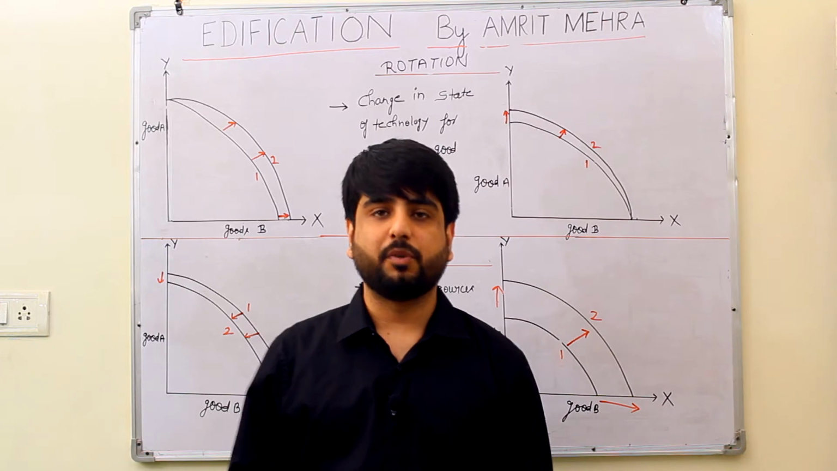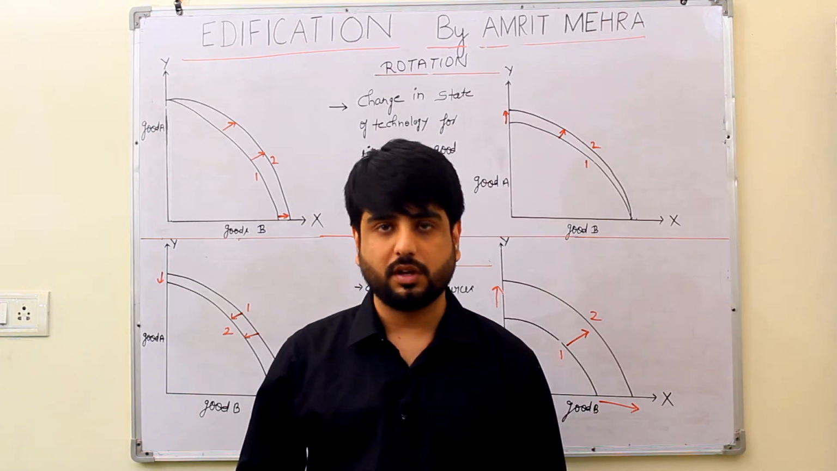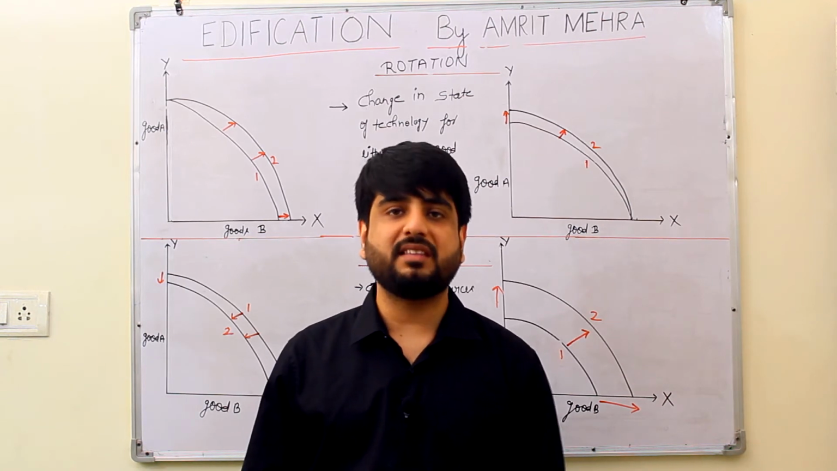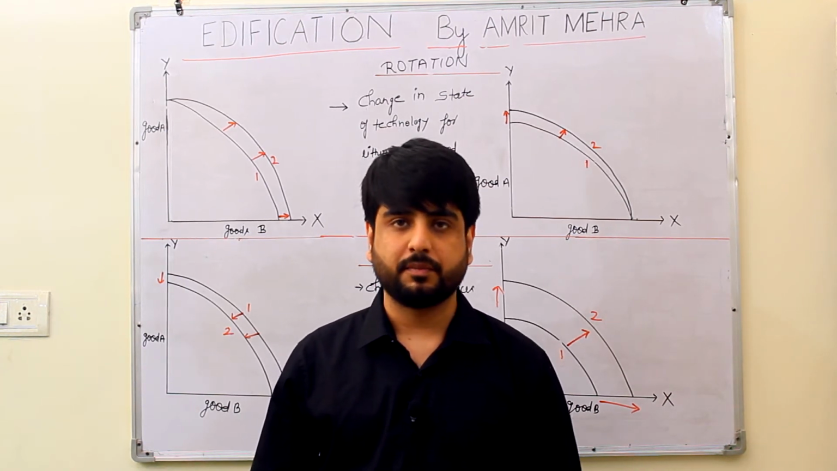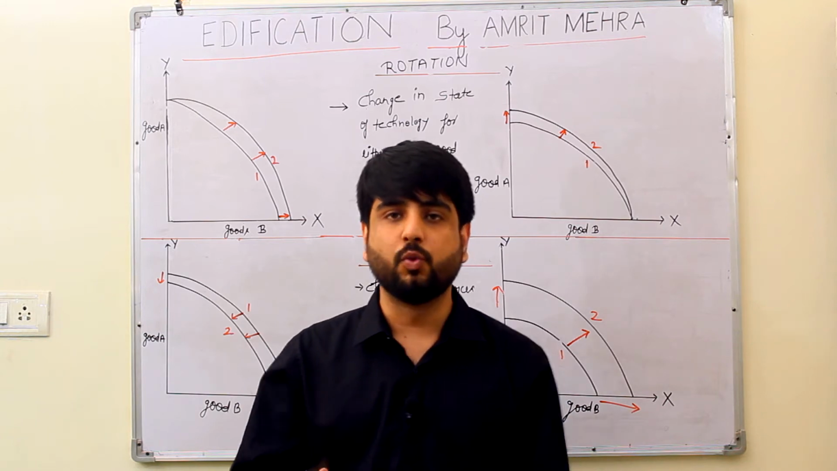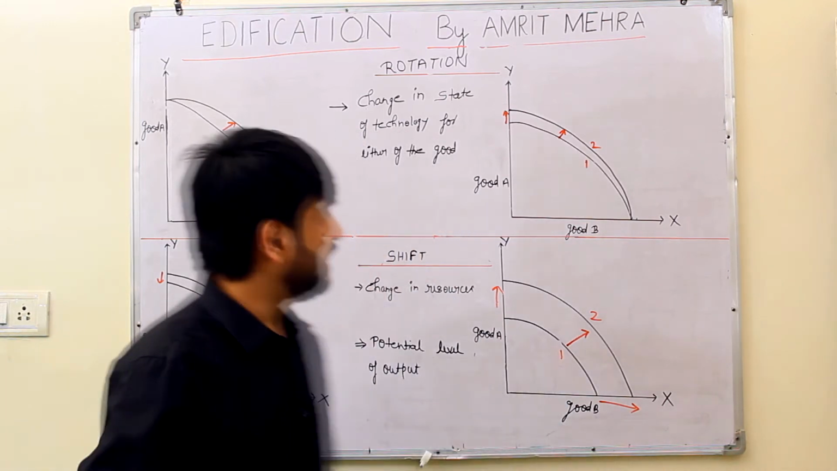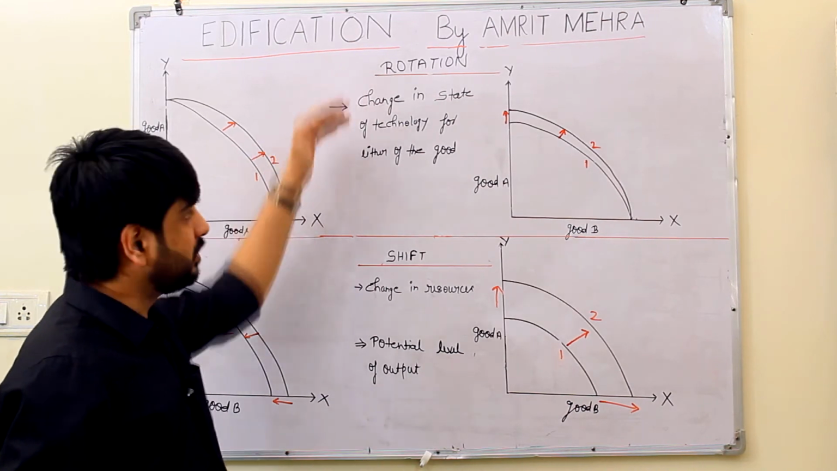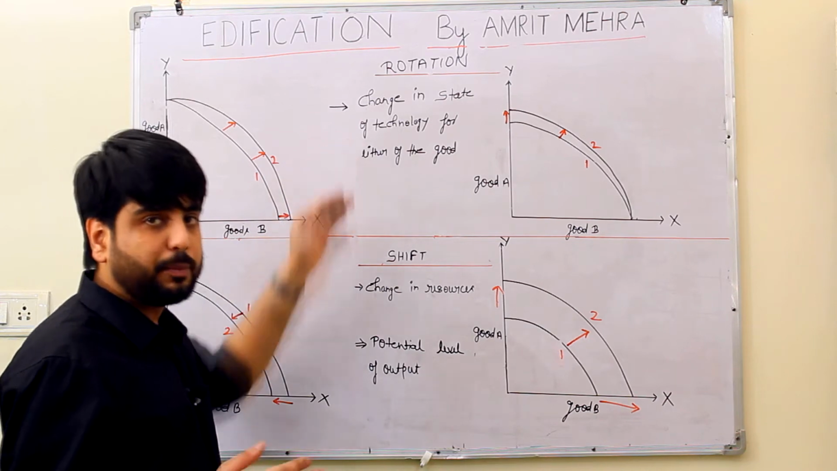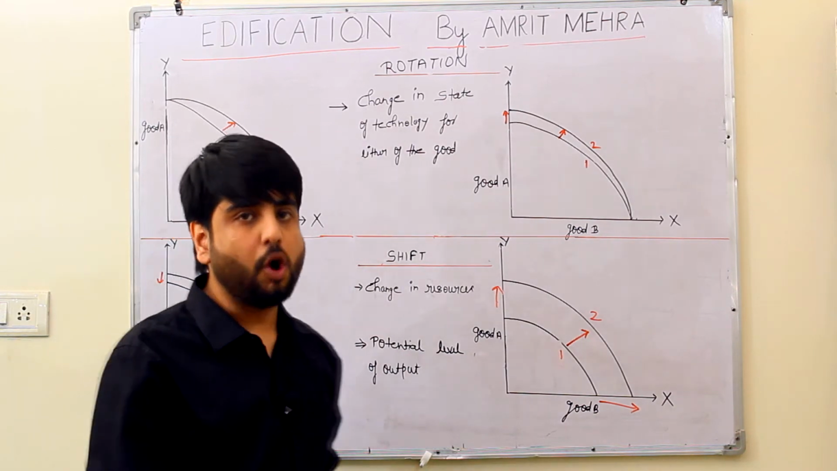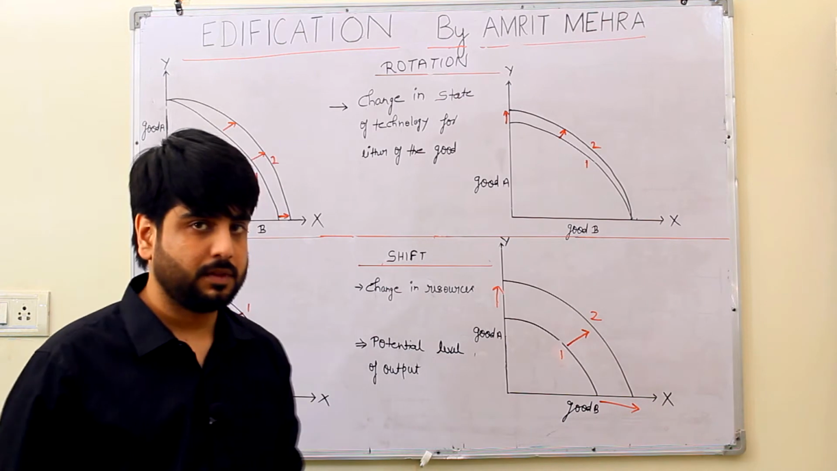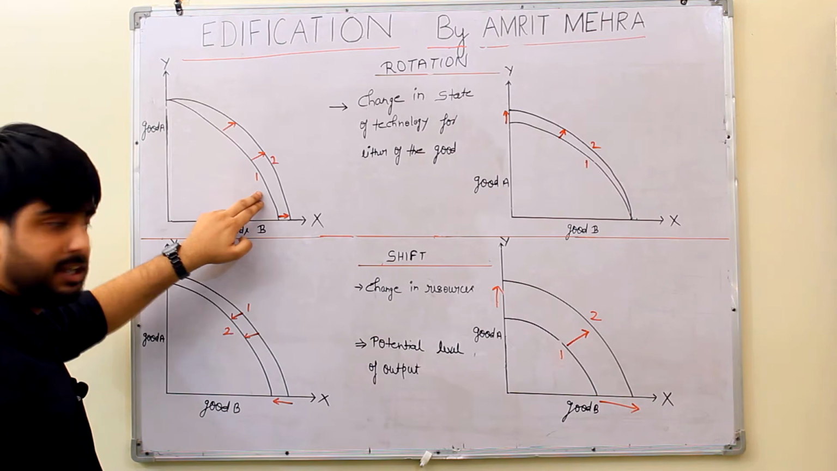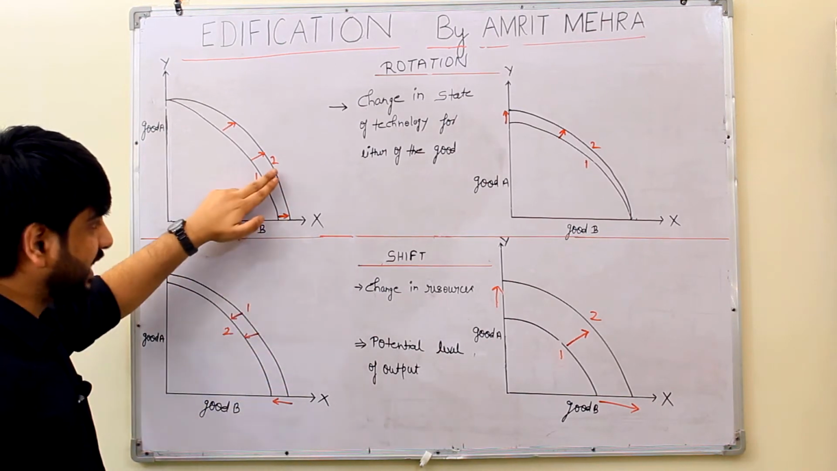The PPC is based upon certain assumptions, as we just recalled. Now if you change the assumptions, the PPC can experience 4 different cases, 2 of rotation and 2 of shift. Let's discuss the rotation part first. Rotation can happen because the state of technology for the production of either of the good A or good B can change. The first case of rotation, there is first PPC shifting to the rightwards towards second PPC.